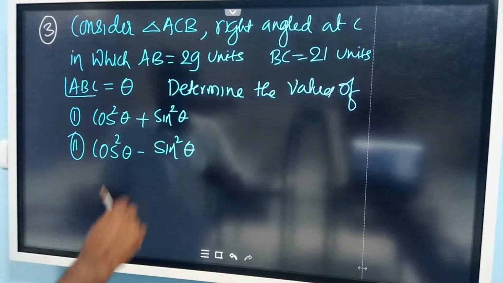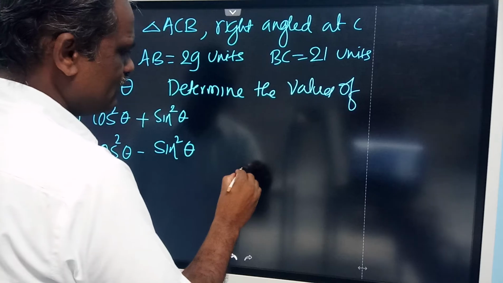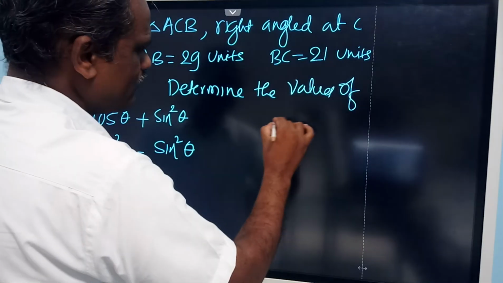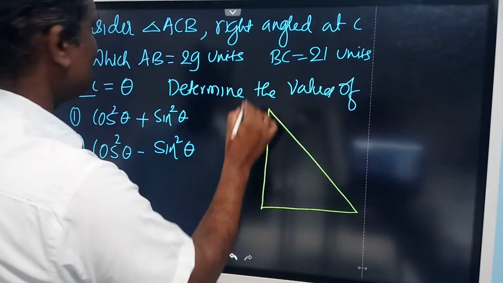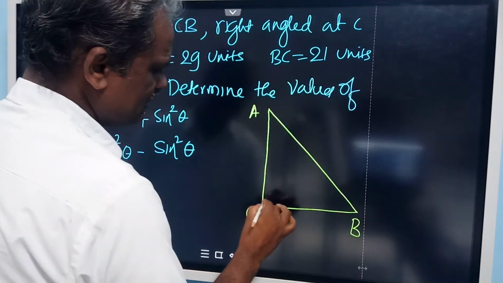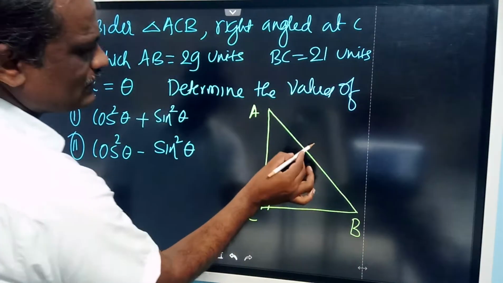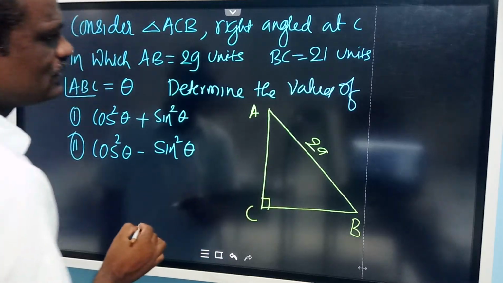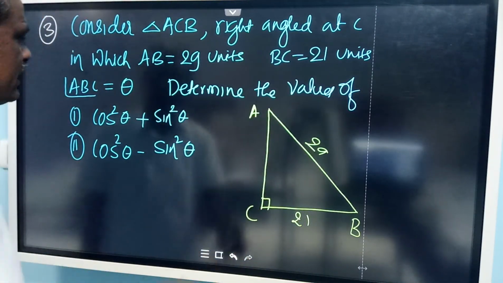Carefully, consider triangle ACB, right angle at C. So you can draw a right angle triangle ACB like this, right angle at C. So this is a right angle triangle, and AB is equal to 29 units. This length is 29 units. BC is equal to 21 units. So we do not know AC.